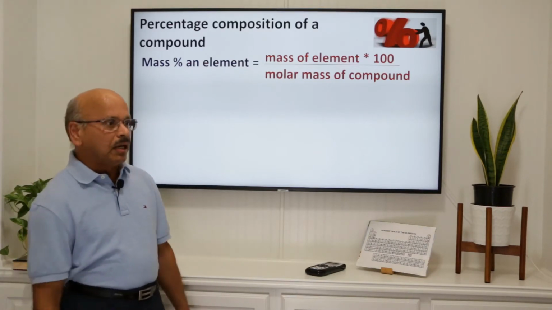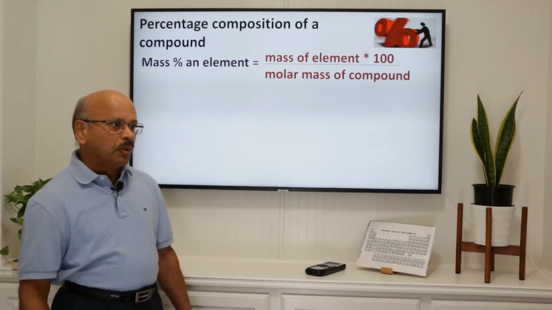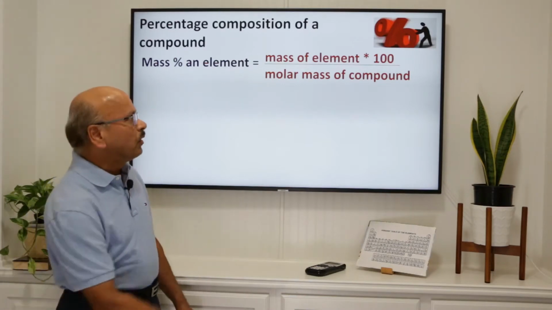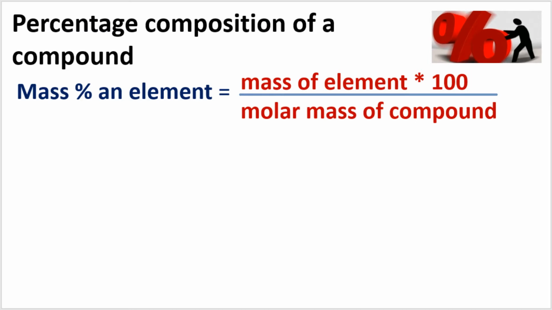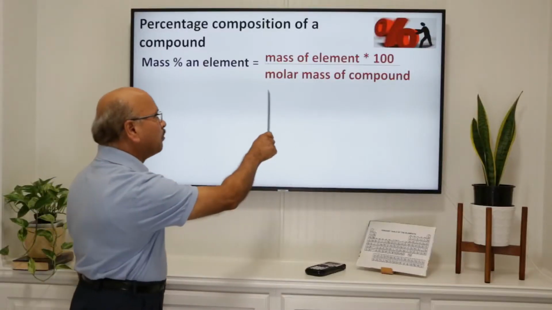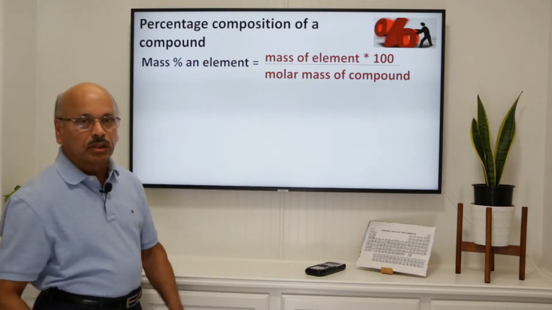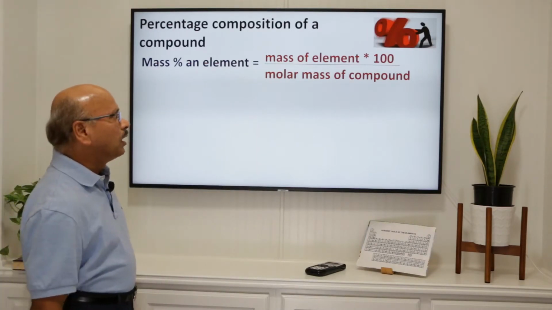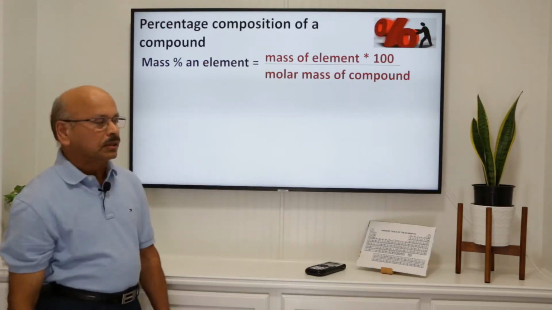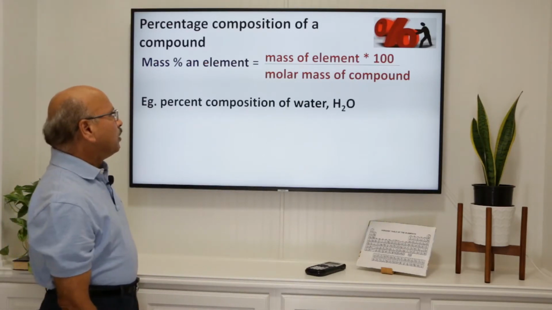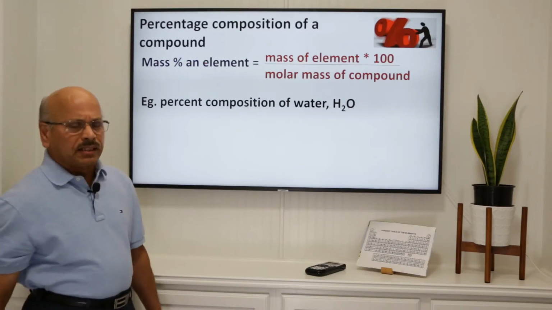So, when the percentage composition is given, you must know what it is. That's why we have here: mass percent of an element in a compound is mass of an element divided by molar mass of the compound, that's the total mass of all the atomic masses together, times 100 to make it a percent. Okay, now let's take a typical example.